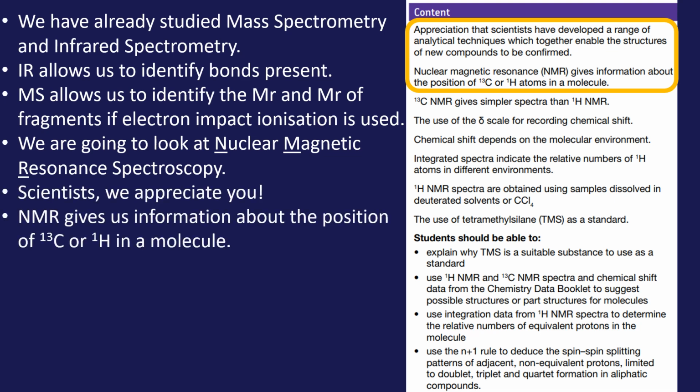So, NMR gives us information about the position of any carbons or protons in a molecule, which is obviously quite handy when it comes to organic analysis, because organic molecules contain lots of carbons and hydrogens. And if we know the environments or positions they are in, that gives us information about the molecule.